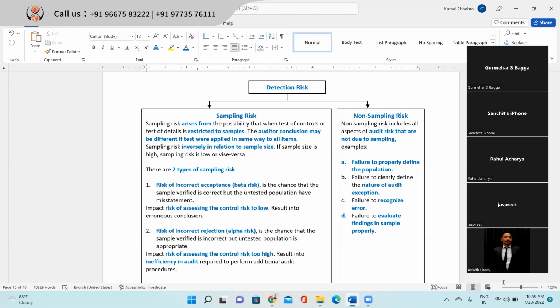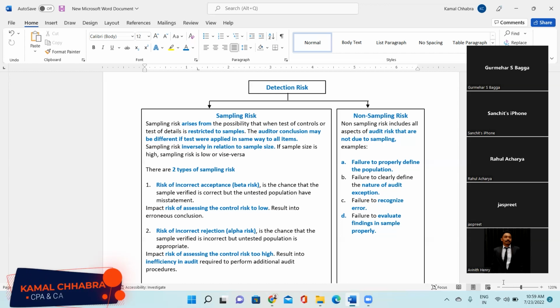And in the other case, which we discussed just before with the questions, the risk will be assessed as high and you'll be testing more in test of detail. So that makes your audit inefficient. Okay. Make sense? Okay.